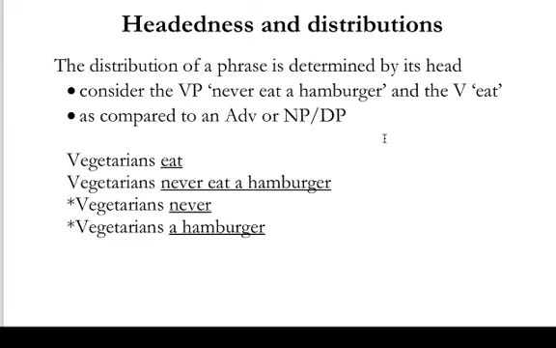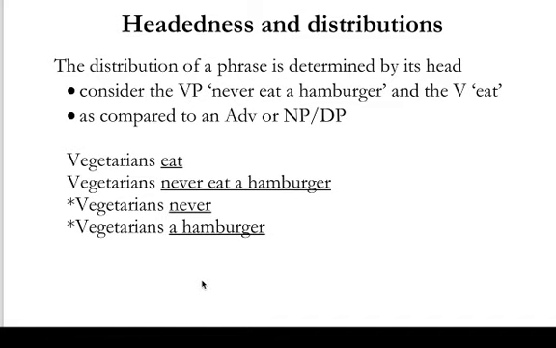Here's a place where the verb phrase can appear and the verb can appear. So vegetarians eat, perfectly good, generated by English grammar. Vegetarians never eat a hamburger, also perfectly good. So grammatical verb phrase, but not grammatical to just put an adverb here. Vegetarians never, not an English sentence. Vegetarians a hamburger, not an English sentence. Vegetarians a, not an English sentence. Vegetarians hamburger, not an English sentence.